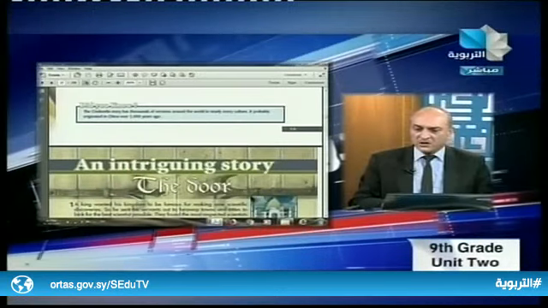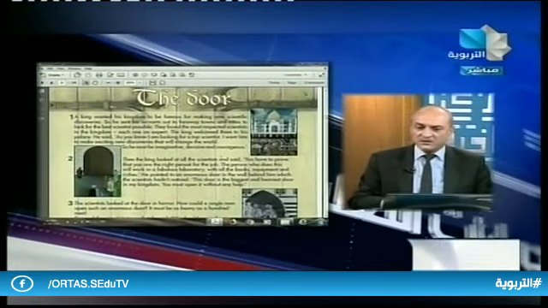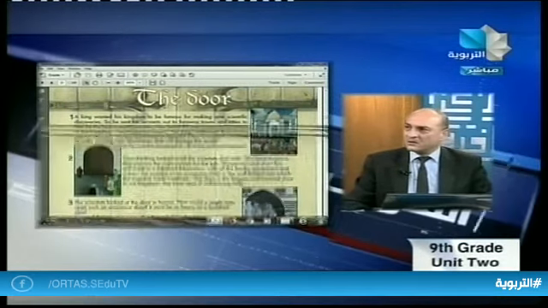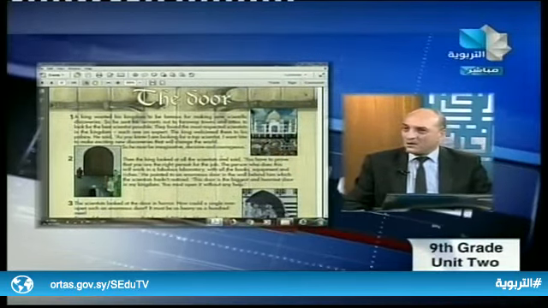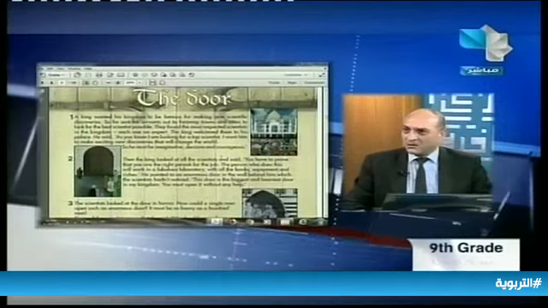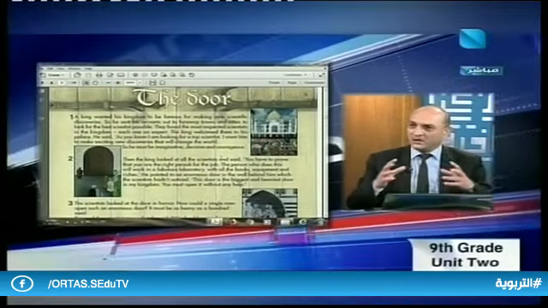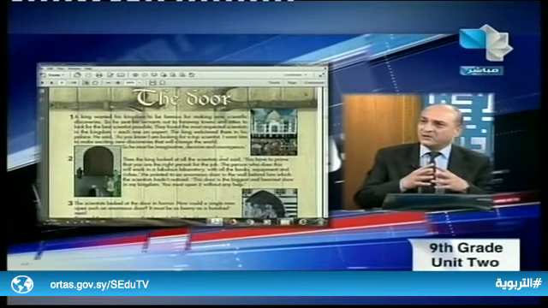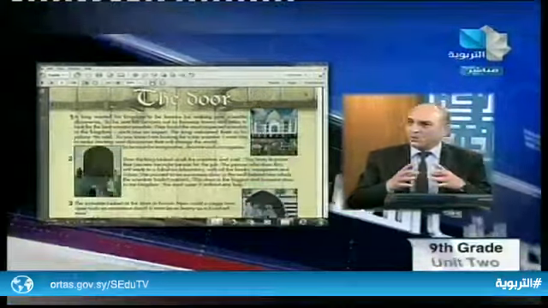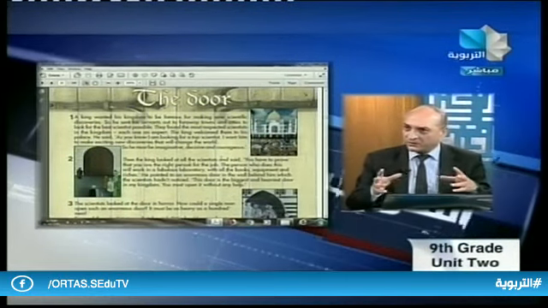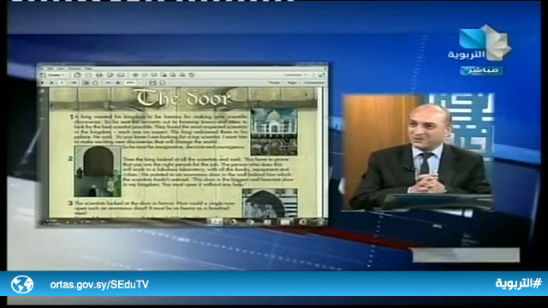As you know, the second text is The Dwarf, on page 20, and this text tells us a nice story. This story is about a king. Mr. Mazin, I want you to give us an introduction about the story. What did the king want to do? What did the king ask his people to do? What did he want? Some questions, etc.